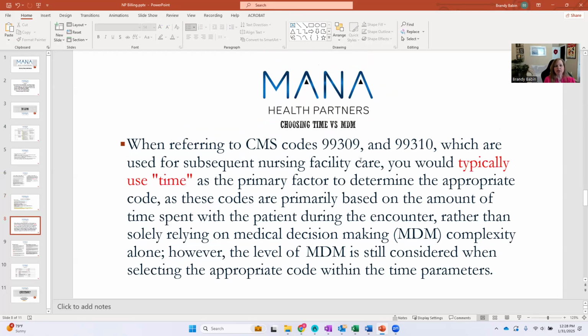So when referring to CMS codes 99309 and 99310, which are used for subsequent nursing facility care, you would typically, and this comes directly from CMS, you would typically use time as the primary factor to determine the appropriate code, as these codes are primarily based on the amount of time spent with the patient. However, you can use medical decision making as long as you meet the criteria and you're within the same parameters.